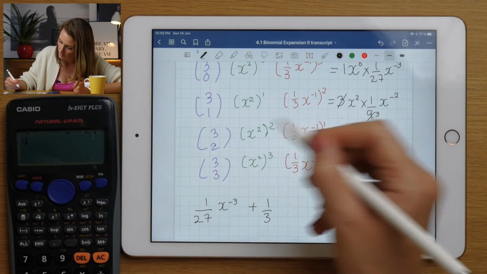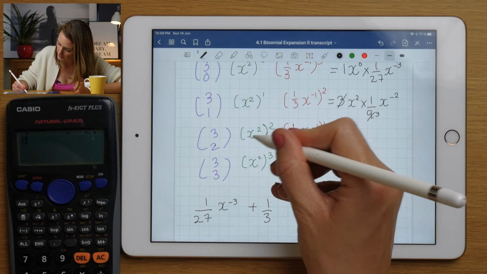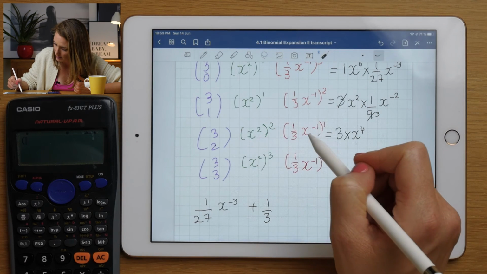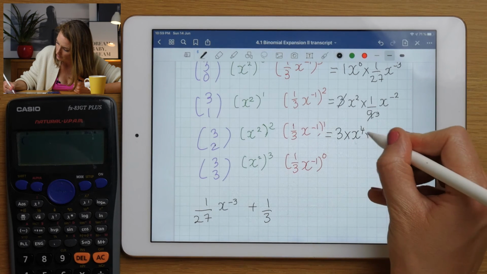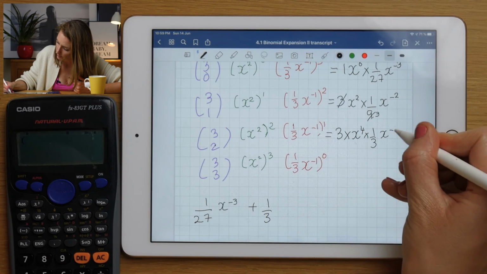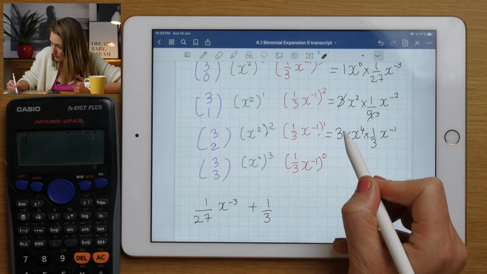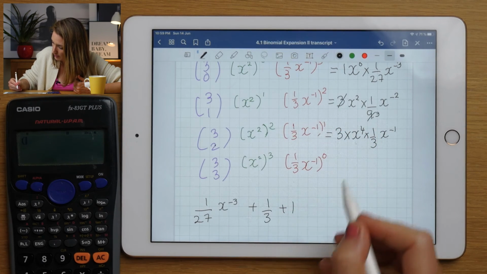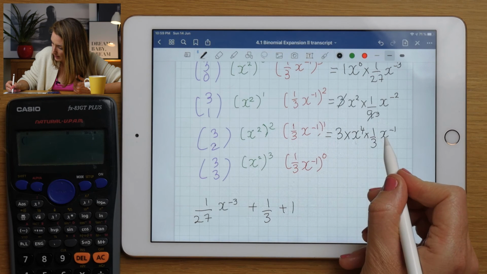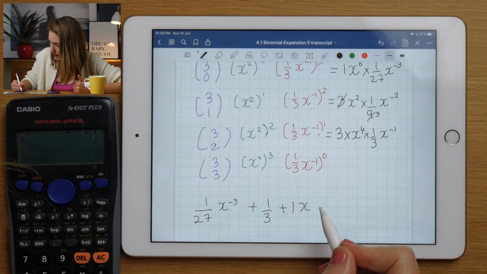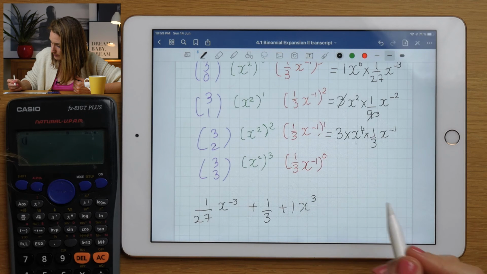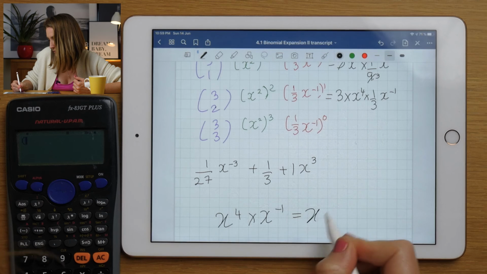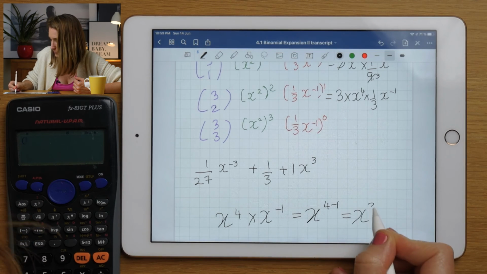Let's keep going. This would be 3. This would be x power 4. You multiply with the brackets, and this would be times a third x power minus 1. So we've got to cancel it down. 3 times a third is going to be 1. X to the 4 times x to the minus 1 would be x to the 3, because 4 take away 1 is 3, so x cubed.